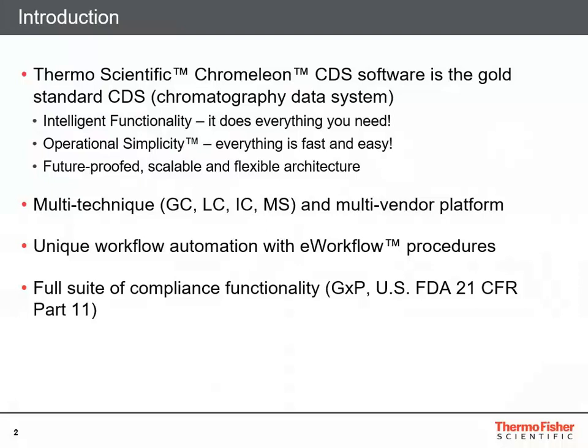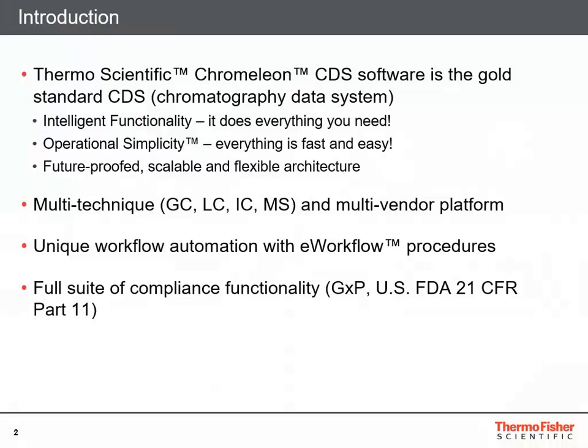Intelligent functionality means that the software contains smart features to enable you to perform all the tasks that you need to do, while operational simplicity is a core design principle bringing the highest levels of ease of use by applying 3 simple rules to every feature that's added. These rules are: minimize the number of steps needed to perform any task, make all steps easy to understand and easy to use, and minimize the time needed to perform any task. By sticking to these 3 rules, we can make sure that everything is fast and intuitive and really delivers ease of use.